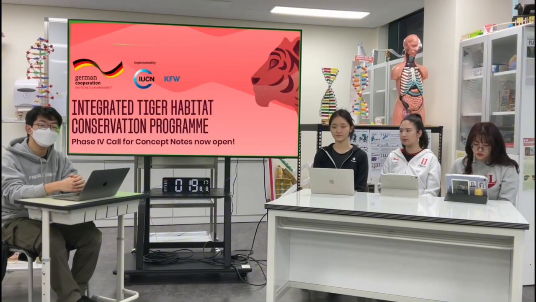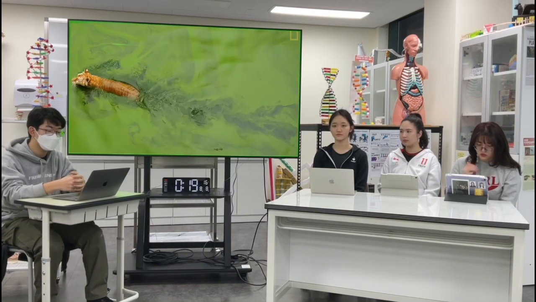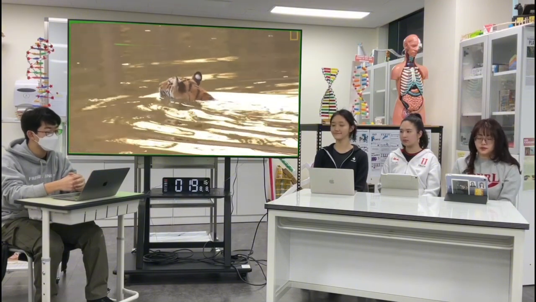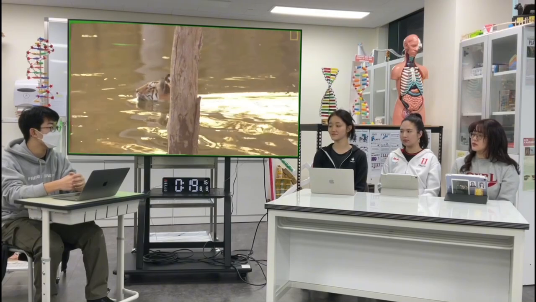The Integrated Tiger Habitat Conservation Program, or ITHCP, is working to reverse these trends and safeguard the future of tigers and their ecosystems. Today we're joined by 3 experts from the ITHCP to discuss how they're using 3 critical conservation strategies to protect tigers and the biodiversity of their habitats.